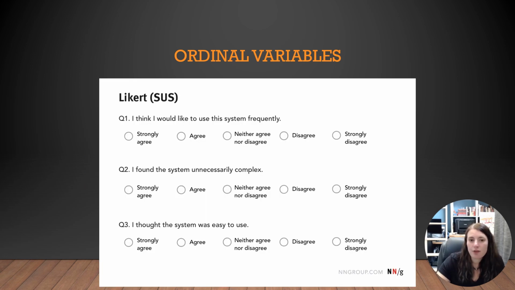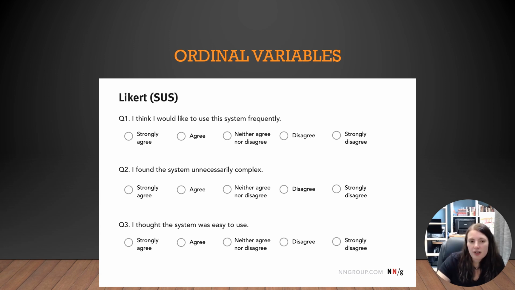The coding system for each individual question should be considered carefully, even if the questions have the same responses. For example, look at this sample Likert scale survey. There are 3 questions. I would like to use this system frequently. I found the system unnecessarily complex, and I thought the system was easy to use. For each question, respondents are given 5 choices, ranging from strongly agree to strongly disagree.